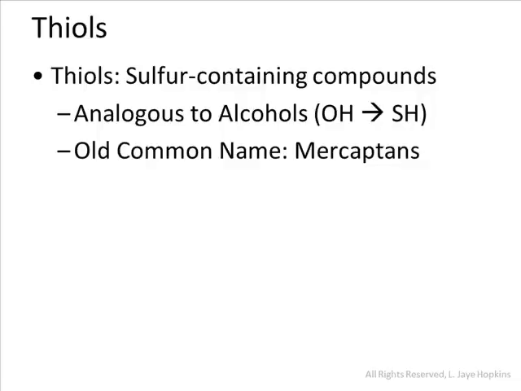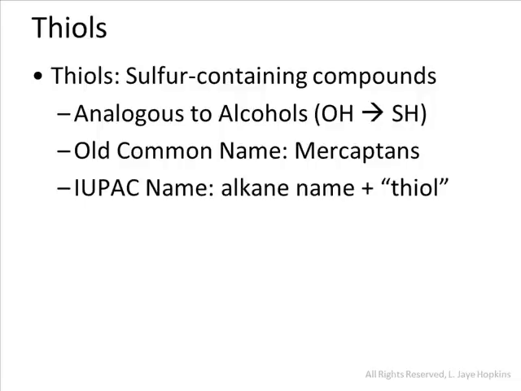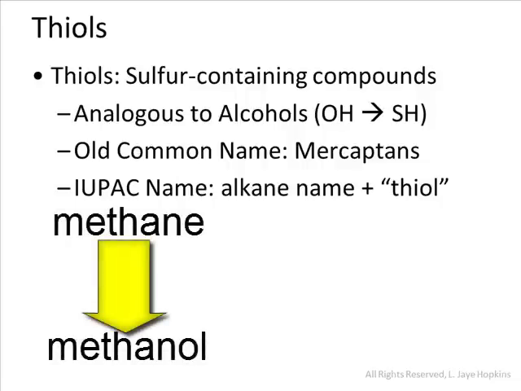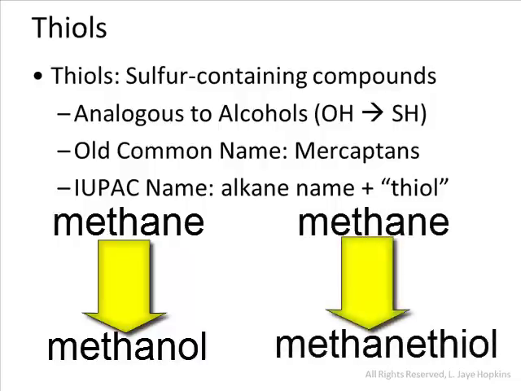The old name for thiols is to call them mercaptans. And in fact, this is still widely used throughout industry. So if you hear the word mercaptan or any version of mercaptan, it's probably a thiol-type compound. IUPAC naming for these compounds, however, is very simple. You simply take the name of whatever alkane-like molecule it's attached to, and you add the suffix thiol. So for alcohols, we saw that you could take a molecule like methane and change the ending to methanol. Well, with thiols, we'd take methane and we'd call it methane thiol.